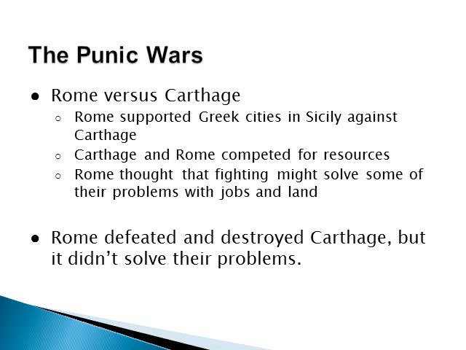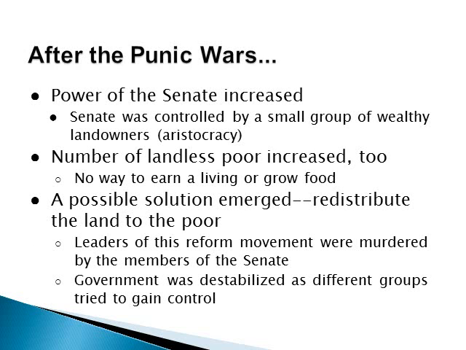And the third war really originated with the idea that Rome thought they could solve some of their problems with jobs and land and availability of those by fighting a war against Carthage. Now, despite the fact that Rome defeated and destroyed Carthage, the wars themselves didn't really solve the problems that Rome had. So after the Punic Wars, the situation is this.